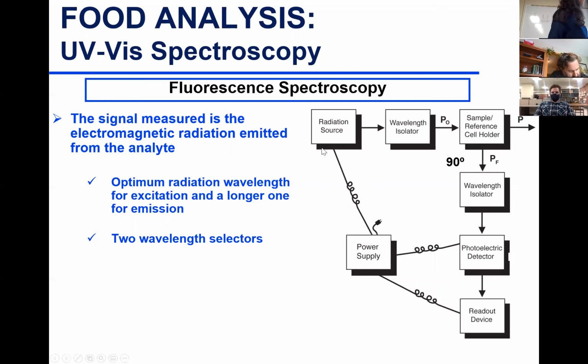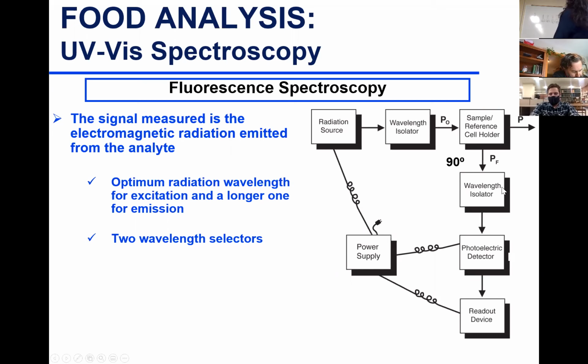Okay, so what you have is your source of light. Then the monochromator here, the wavelength isolator, you get the selected wavelengths that you would measure at. You have the transmitted light, we don't measure that. We measure the emitted light at a 90 degrees angle. There's emitted light at different wavelengths. So you select at which wavelengths you want to measure emission. So that's why you have another wavelength isolator, because you have multiple emitted light at multiple wavelengths.